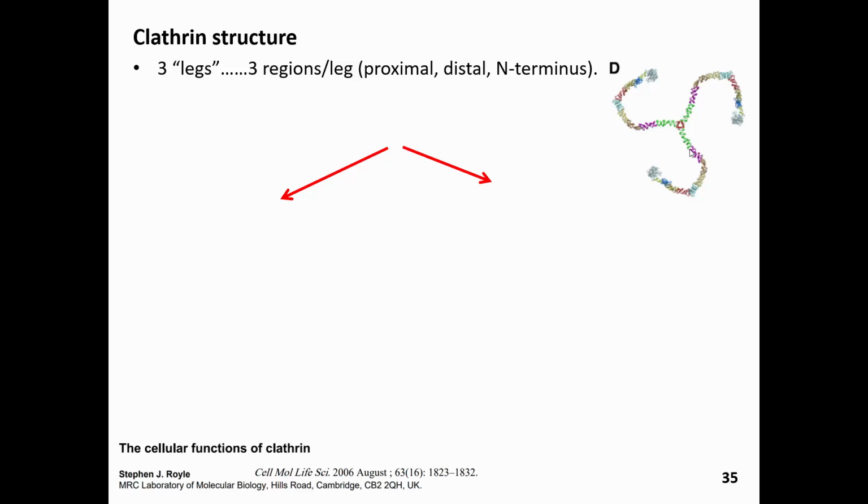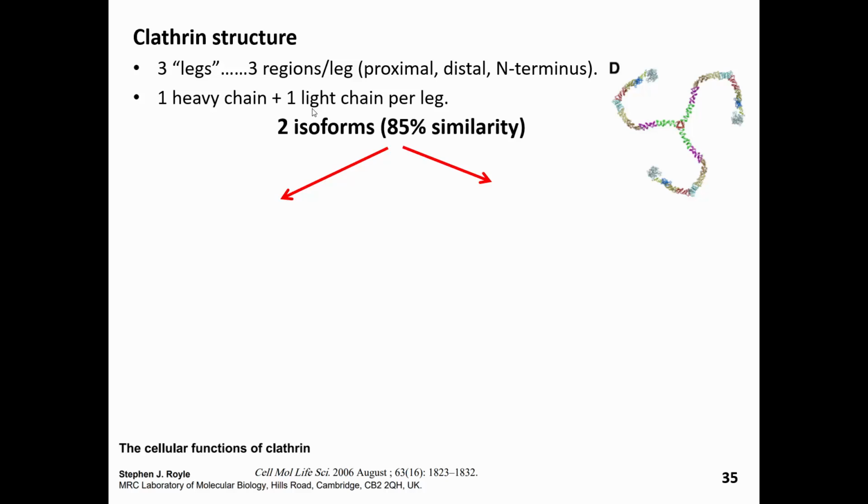Each leg is made up of three distinct regions: a proximal, a distal, and the final N terminus region. Each leg does have what's called a heavy chain and a light chain, a heavy chain referring to a sequence of a larger number of residues that are quote unquote heavier than a smaller sequence of amino acids or residues that are lighter. And there are two isoforms to these chains.